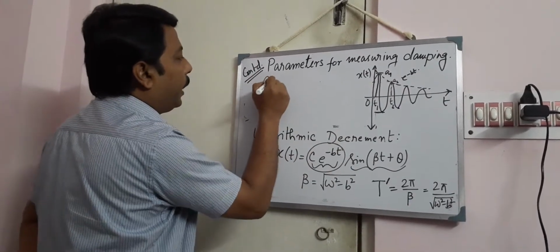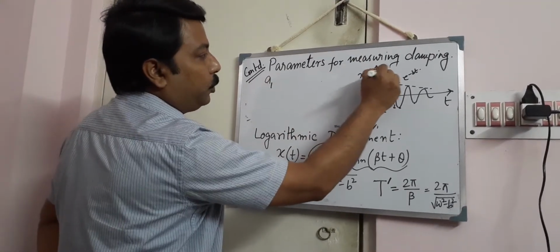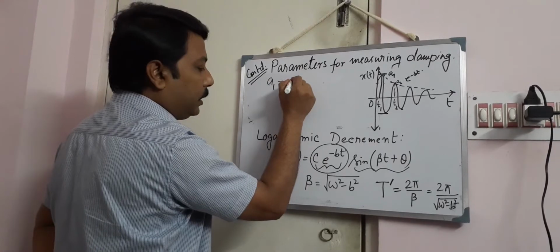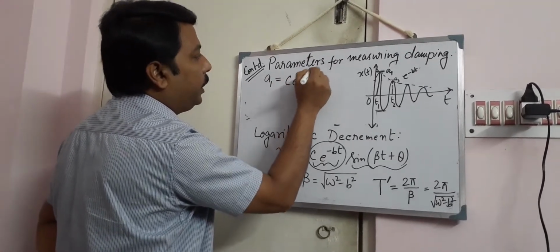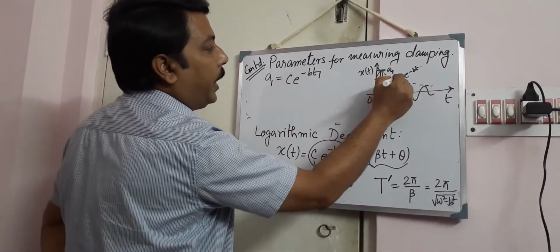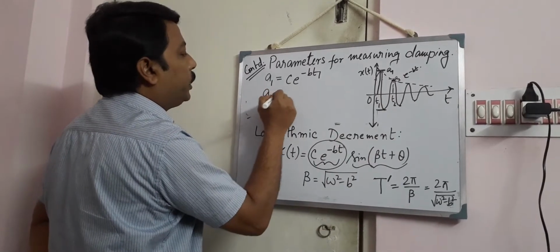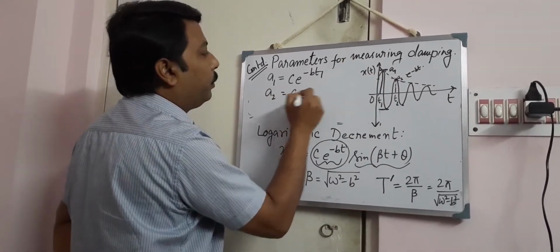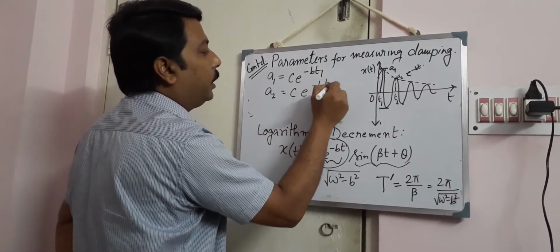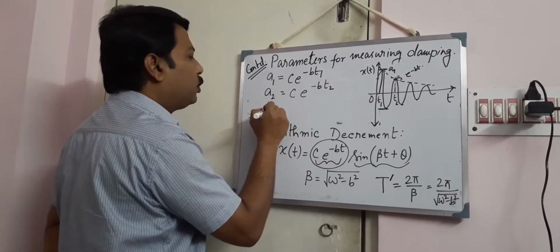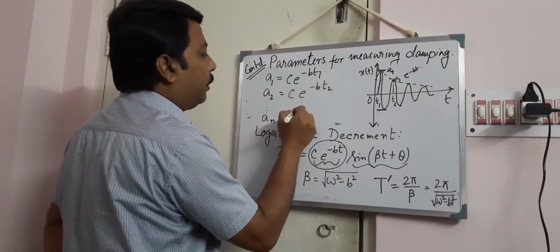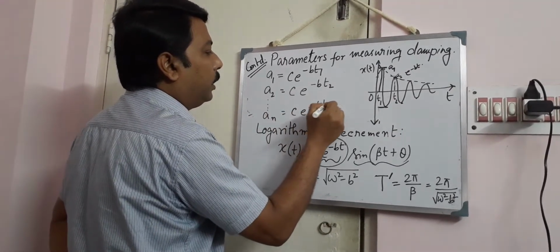So you see a1, this amplitude value, occurs at time t1. So a1 is c e to the power minus b t1. Similarly, a2, which is my next amplitude on the same side of the equilibrium, would be c e to the power minus b t2, and so on. So an would be some c e to the power minus b into tn.